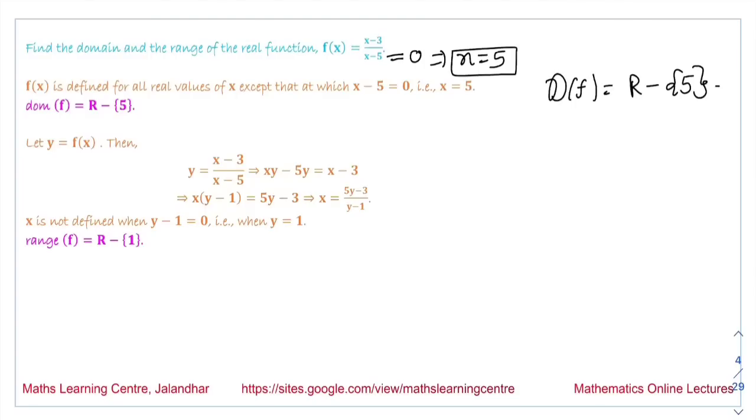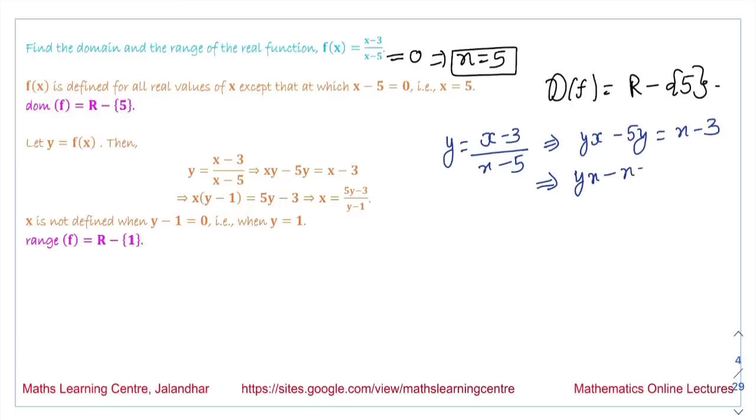To calculate the range of this function, we are trying to find the inverse function. We equate y = (x - 3)/(x - 5). Now this gives us y(x - 5) = x - 3, so yx - 5y = x - 3. This gives us yx - x = 5y - 3. So x = (5y - 3)/(y - 1).